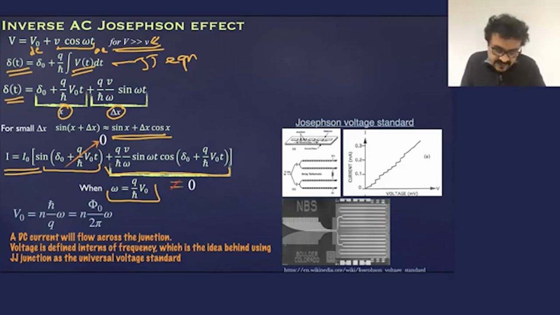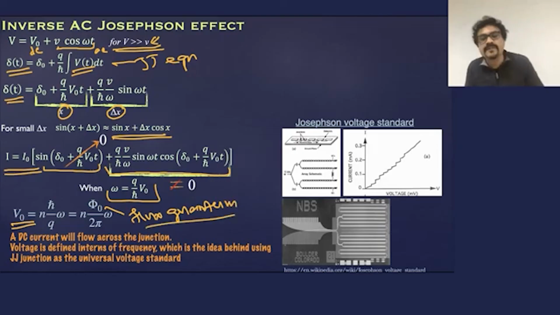Now, what you can write from this is V0, the DC voltage that is across the junction, is N H bar omega by Q, whenever there is a current through it. Whenever there is a current flowing through it, there is a DC voltage given by this relation. This is also N phi 0 omega by 2 pi, where phi 0 is the flux quantum.